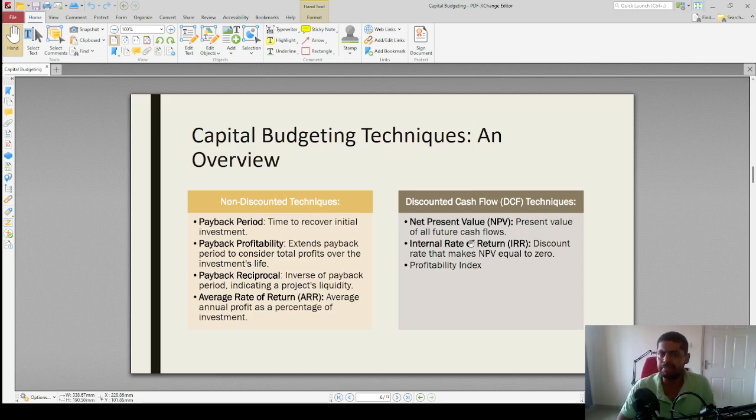So those are the 3 payback measures. And with that, we come to an end with the non-discounted techniques. We move into the discounted cash flow techniques. Now this is really where the bulk of capital budgeting happens, and we're just going to see a quick overview today. So the net present value is the first technique.